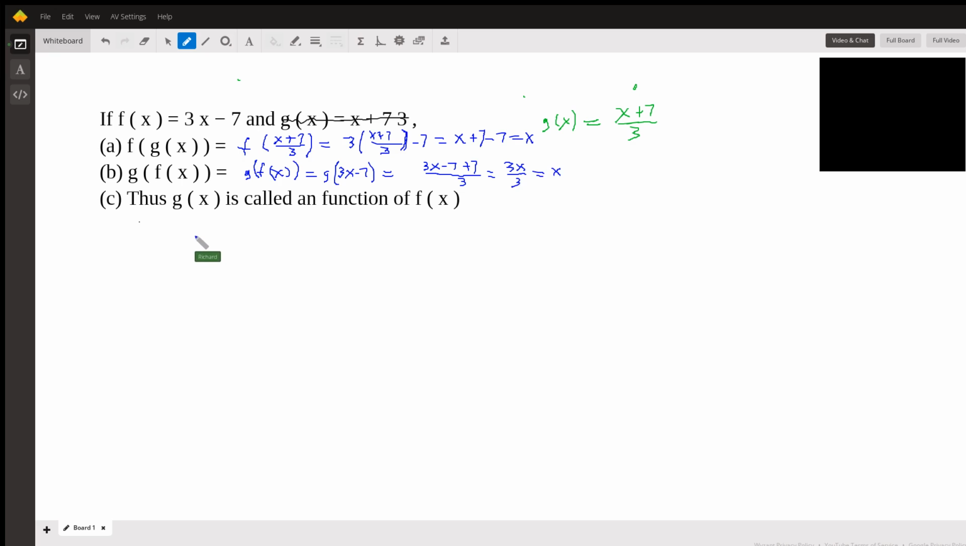So we found that f of g of x is equal to x, and we found that g of f of x is also equal to x, and that means that g of x is equal to f inverse of x.